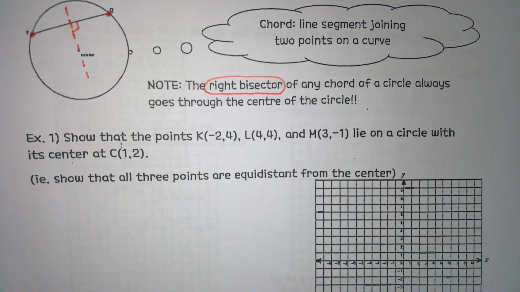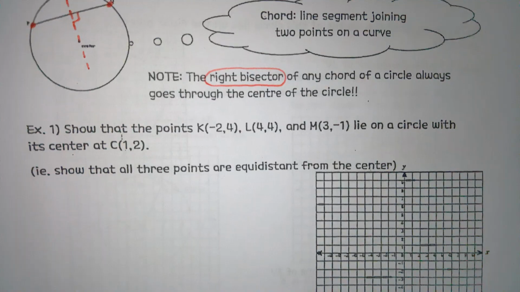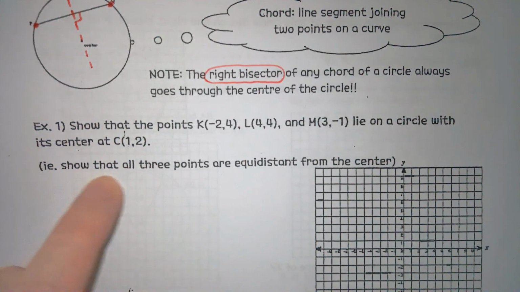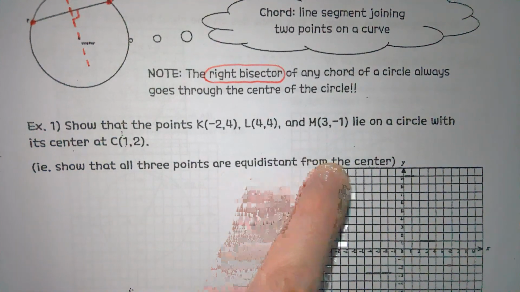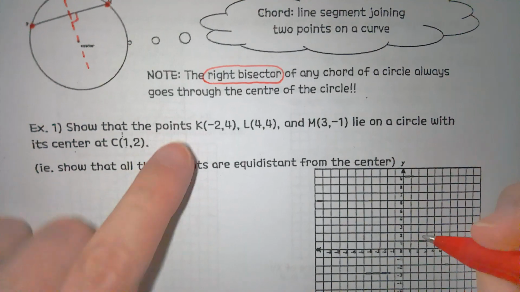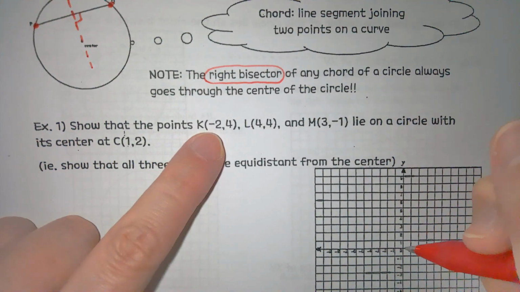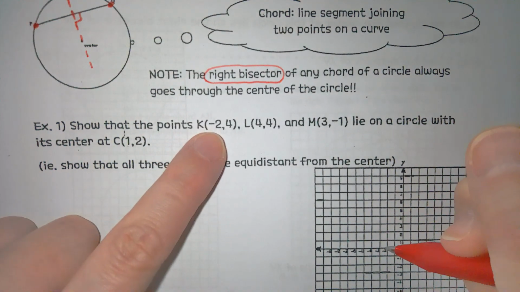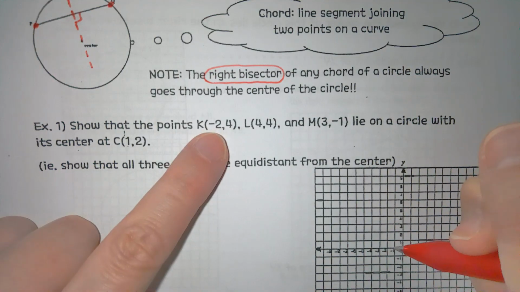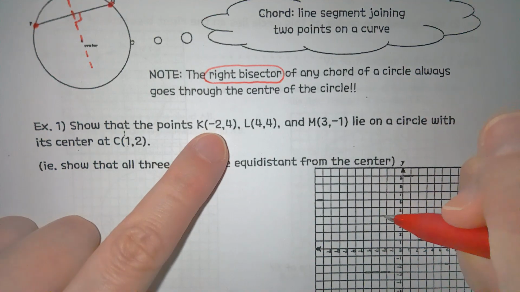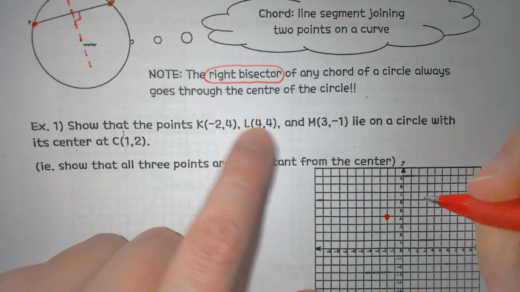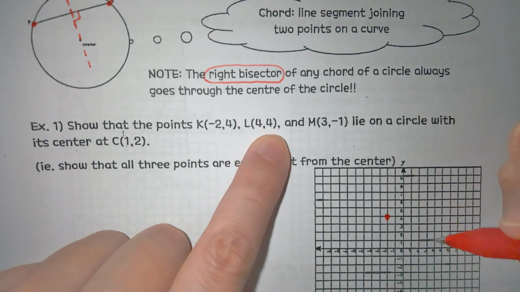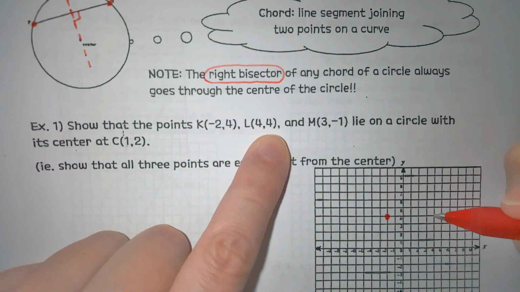So example 1, show that the points K, L, and M lie on a circle with a center at (1, 2). Hint, show that all 3 points are equal distance from the center. Alright, so let's plot this first. So (-1, -2), (4). Leandro, draw it on your graph too. Draw that circle.